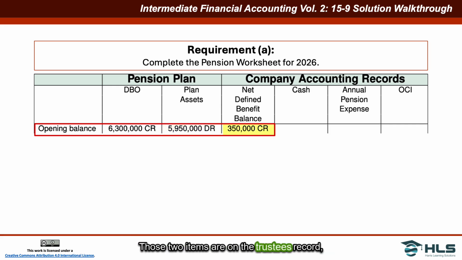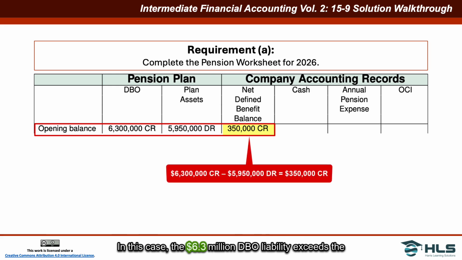Those 2 items are on the trustee's record, but the company records the difference between the 2 as a net defined benefit balance. In this case, the $6.3 million DBO liability exceeds the $5.95 million plan asset balance, resulting in a net defined benefit balance of $350,000 credit, which is a liability on the company's records.